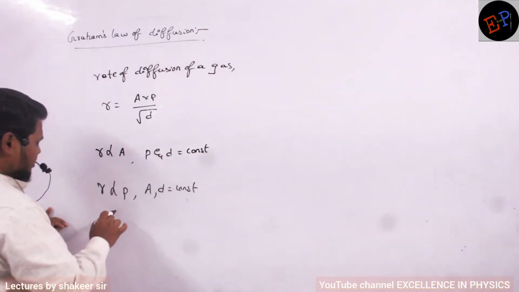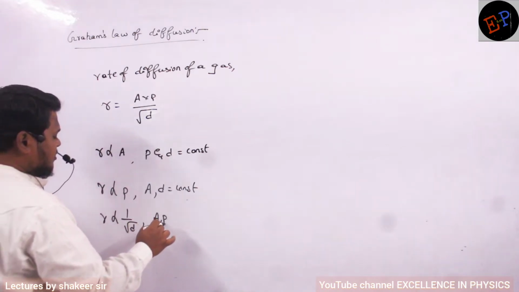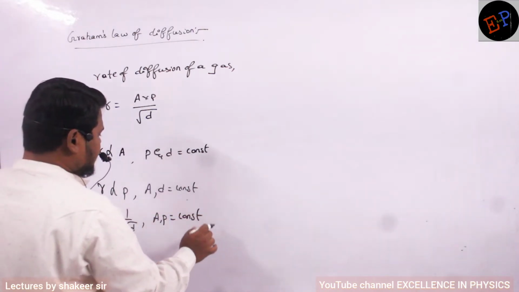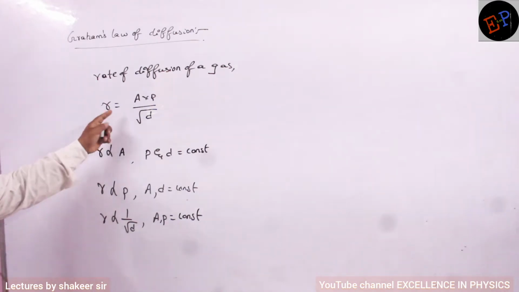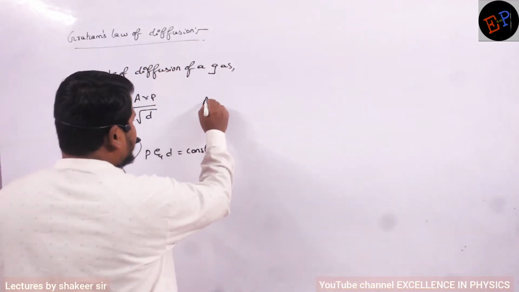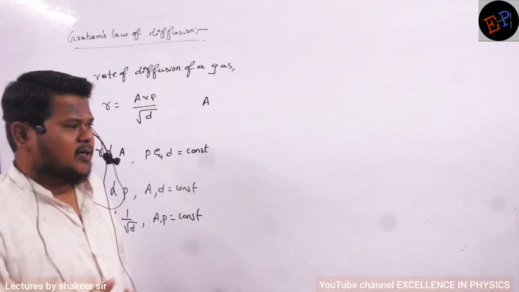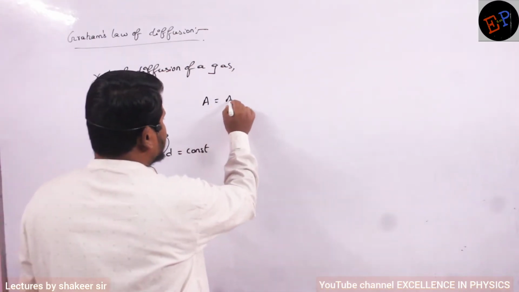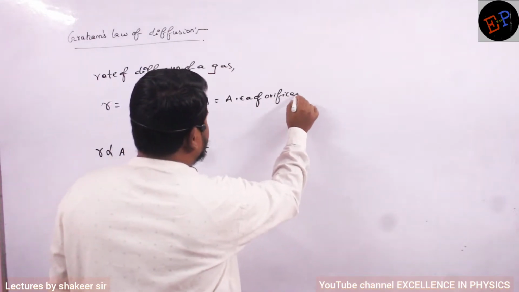Similarly, I can write R is inversely proportional to root D, in which condition when area and pressure are constant. Are you able to understand? So if you combine all of them, then I will get this relation. So R is equal to A into P divided by root D. Now what is A here? A means area of the hole which you have made in that container. Or you can call it area of the orifice.